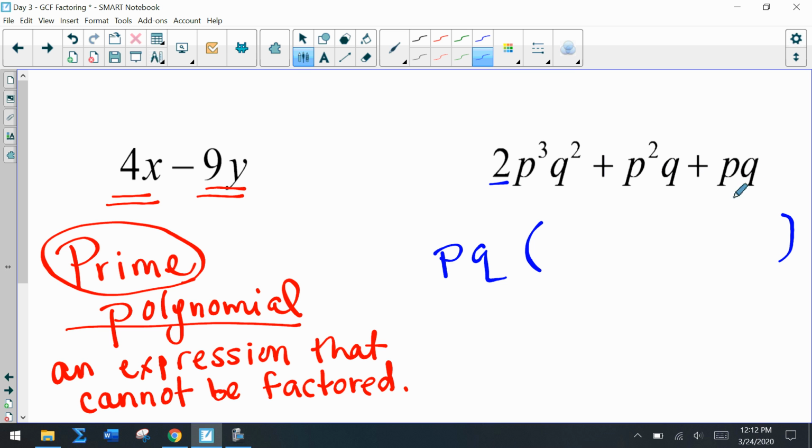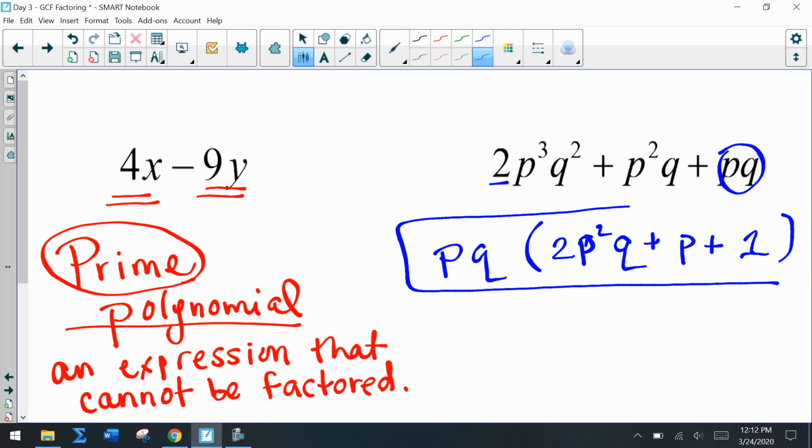So since we have a trinomial and we're factoring out the greatest common factor, we're going to be left with the trinomial in these parentheses. So we have 2p squared q plus p plus, since we factored out a pq, we divide pq by pq, we are left with 1. And notice how if we were to remultiply this, we'll get back to our original problem. So those are our factors.